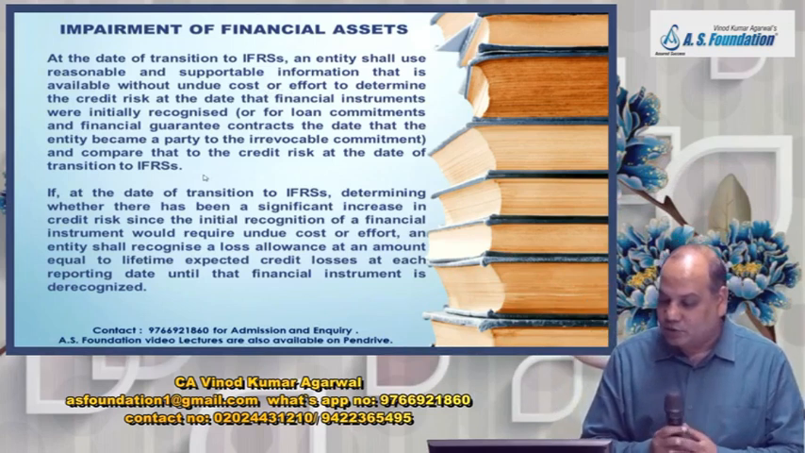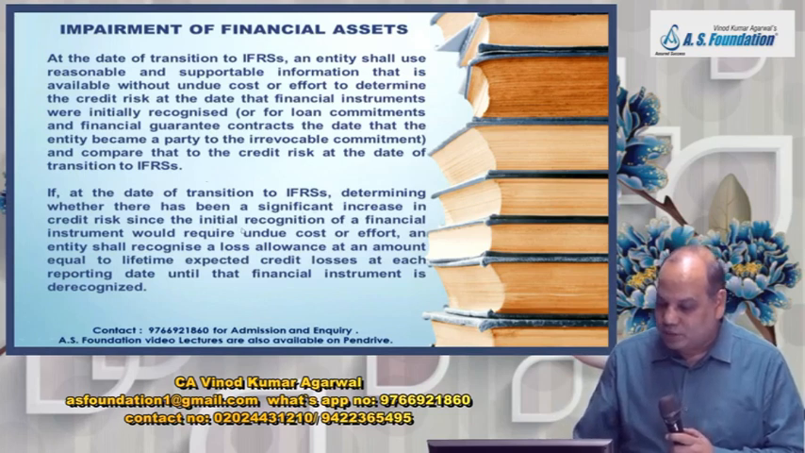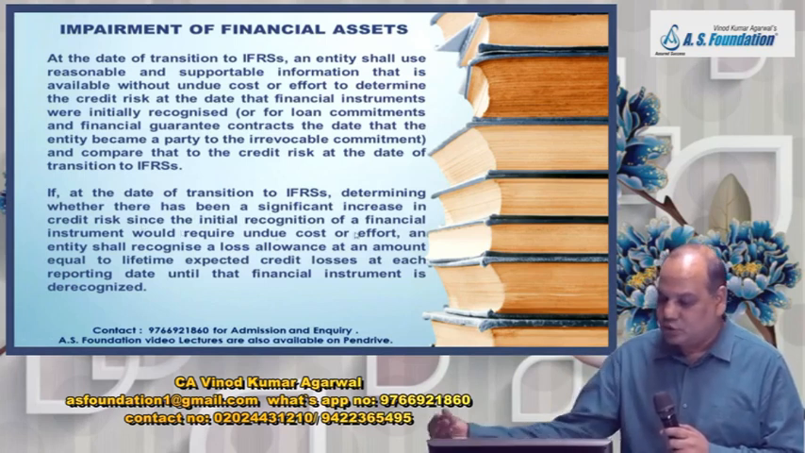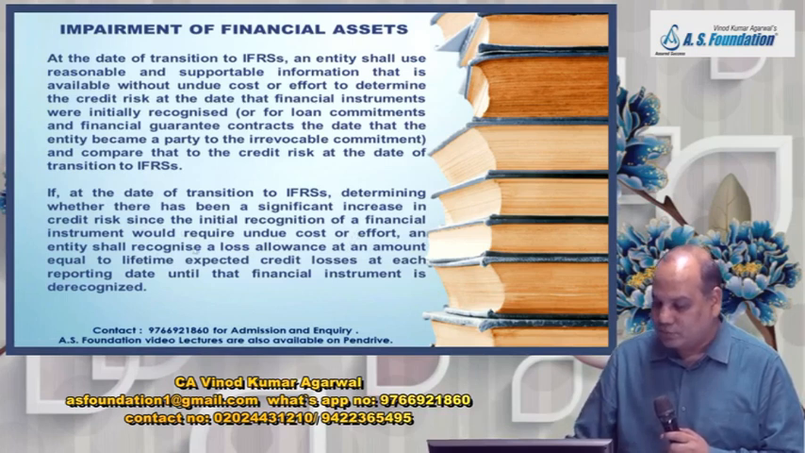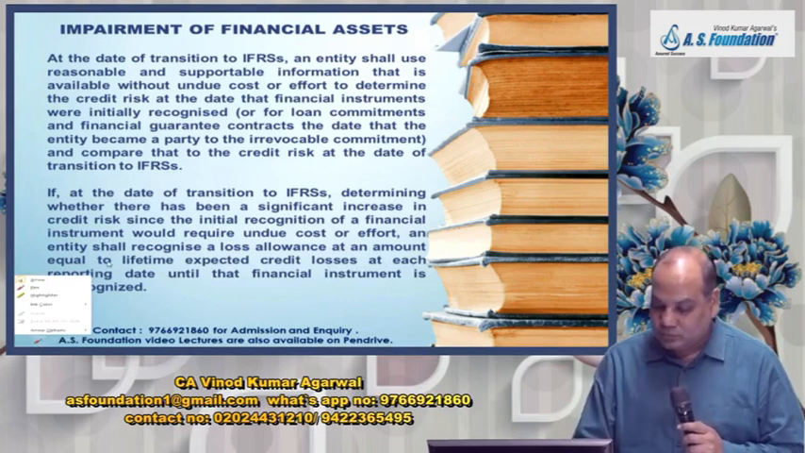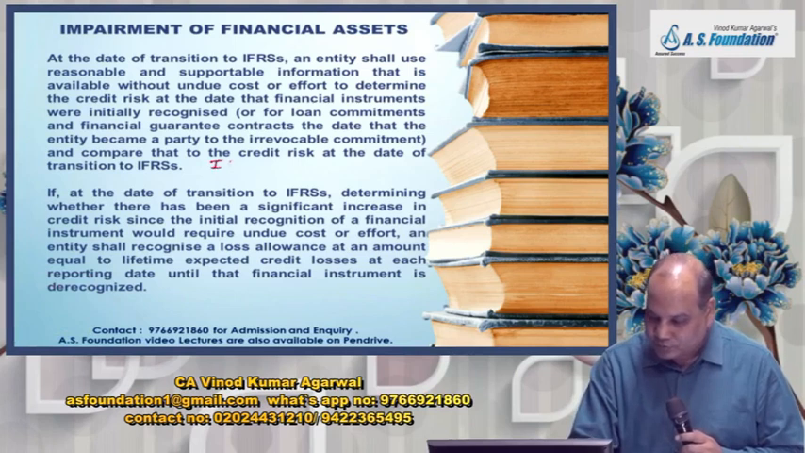If at the date of transition to IFRS, determining whether there has been a significant increase in credit risk since the initial recognition of a financial instrument would require undue cost or effort, an entity shall recognize a loss allowance equal to lifetime expected credit losses at each reporting date until that financial instrument is derecognized. Now, to understand this paragraph, you have to first understand IFRS 9.